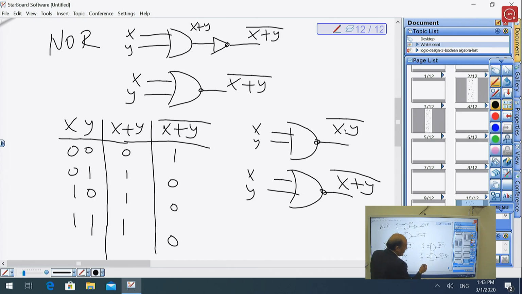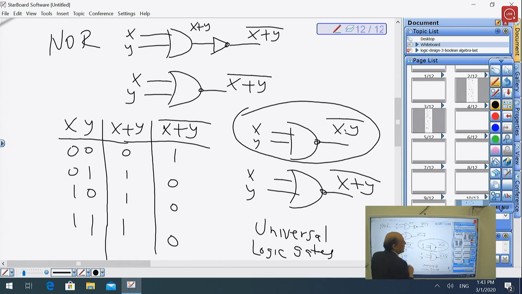So these gates are called universal logic gates, any of them. And any logic circuit can be redrawn using only NAND gates or using only NOR gates.